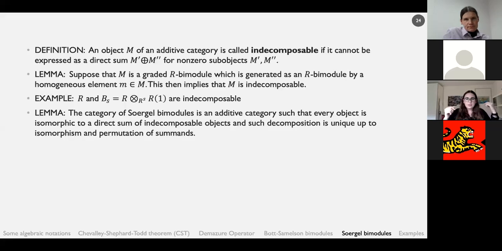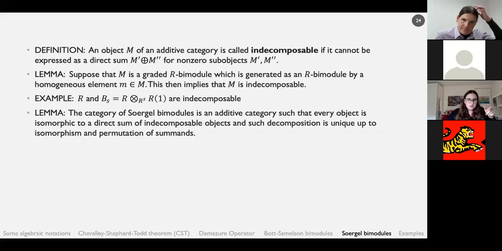Recall from the definitions before that an element m in M is homogeneous if it is contained in one of the graded pieces of M. We can conclude that R, the symmetric algebra of V, as well as BS, which we already know is defined as the tensor product over R^s of R and R with a grading shift of 1, are indecomposable, but I will talk a little bit more about this in the examples later.